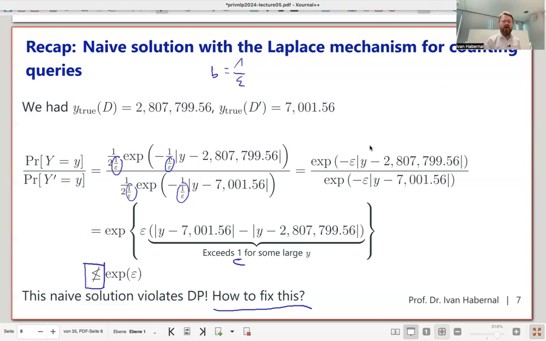How can you make sure that this will be smaller than 1? How would you fix this? Very naively, the first thing that comes to your mind: how to fix that this is smaller than 1 for any y? I tried the normalization for this. Yeah, you would just divide by something. And it significantly comes close to 1.